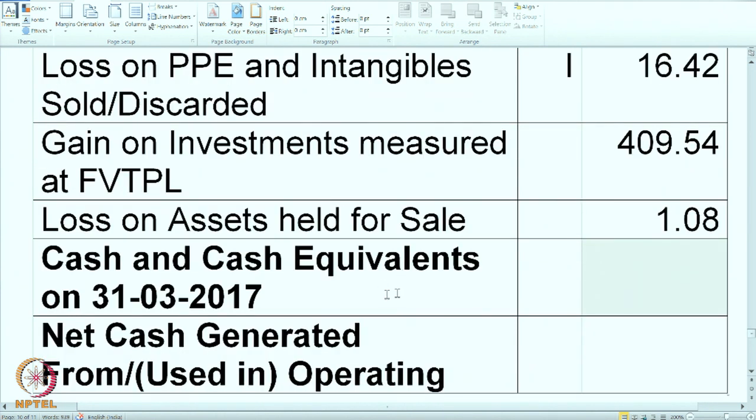Loss on assets held for sale, should we consider or ignore it? We will need to consider it because we are following indirect method. So this is a non-operating type of losses, so we will mark it as O, we will add it to PBT.